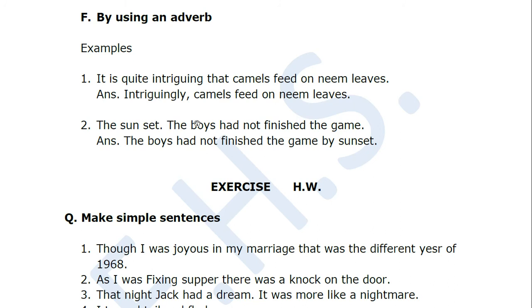The boys had not finished the game. So this is a negative, but it is an action. It is a finite verb, but a negative one. Had not finished. So one and two. Of these two, you have to change one. So how will you change? The boys had not finished the game by sunset.